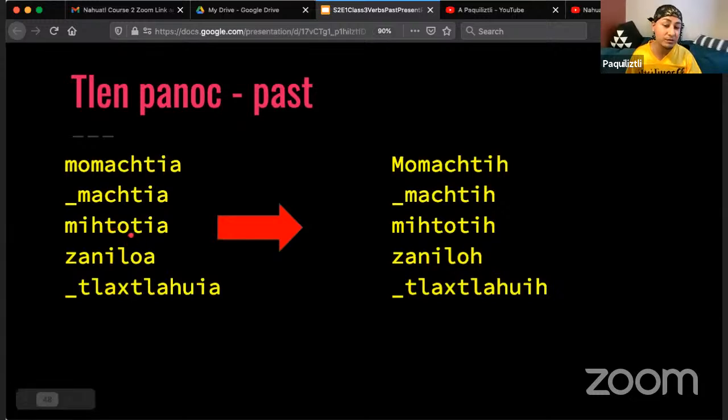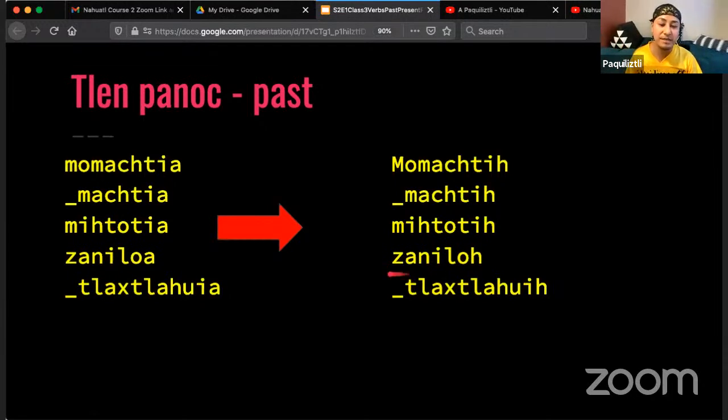And notice that removing the A and adding the H changes the emphasis of the word. So here we have mihtotia, the ia is the loudest. But now when you take away the A, that I is no longer the second to the last syllable. So it changes to mihtoti. Now the O is the highest one. So be aware that in Nahuatl, removing things from the end may change the emphasis of what the word sounds like in the past tense. So here it's mihtotia, and here it's mihtoti. Okay, saniloa becomes sanilo, and tlaxtlawia becomes tlaxtlawi.